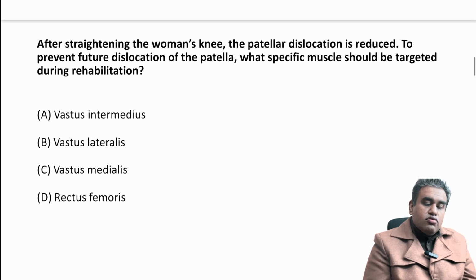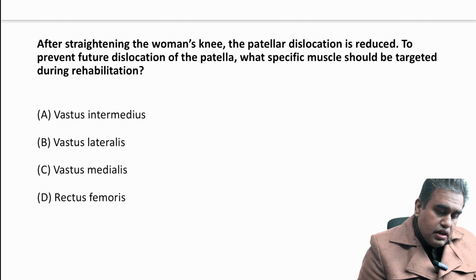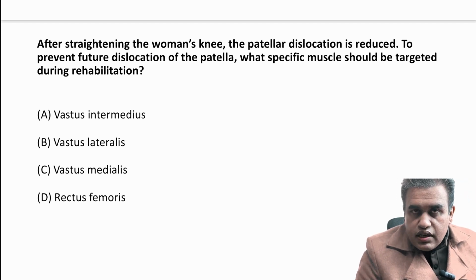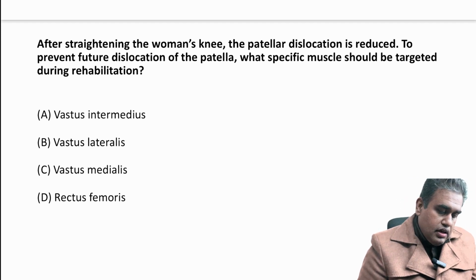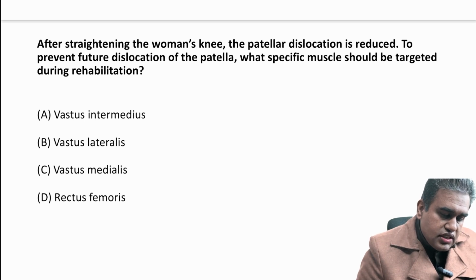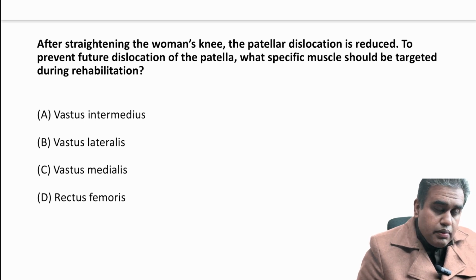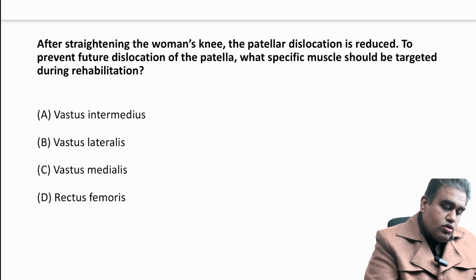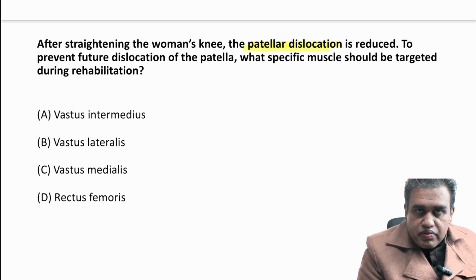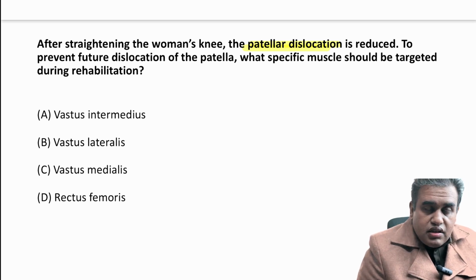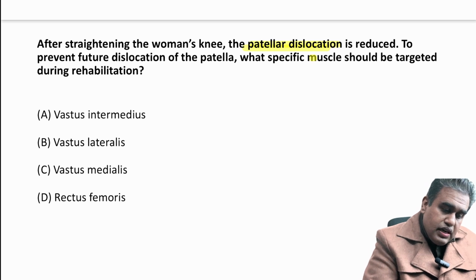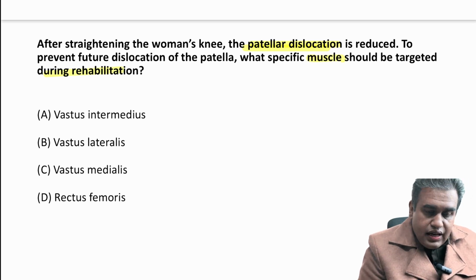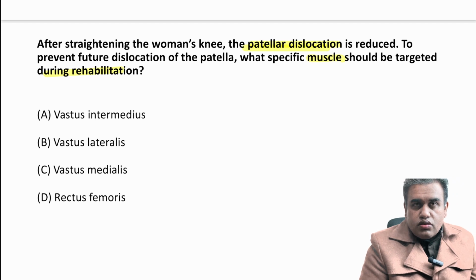Let's see the next one over here. After straightening the woman's knee, the patellar dislocation is reduced. Patella dislocate कर गया and they have straightened the knee. To prevent future dislocation of the patella, what specific muscle should be targeted during rehabilitation? So it's a case of patellar dislocation which has been reduced. वापस इसको normal कर दिया. Now to prevent the future patellar dislocation, which muscle group are they asking? किसको आप और hypertrophy करोगे, किसको आप exercise करोगे?